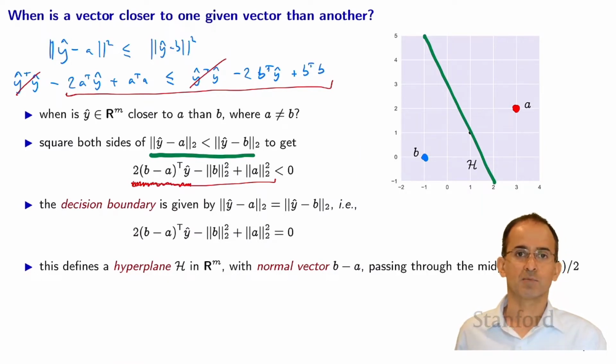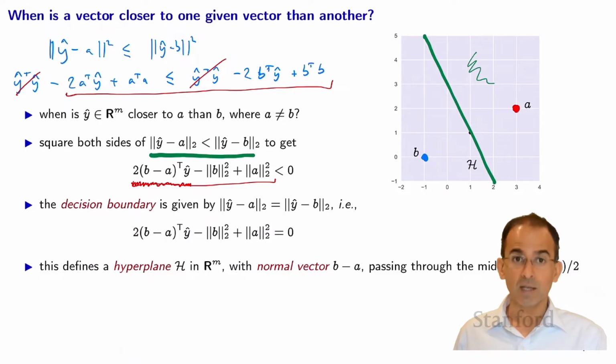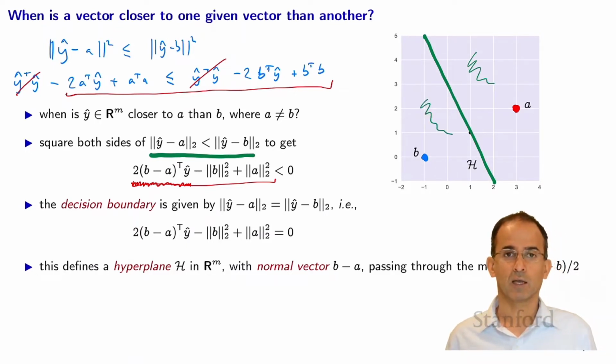It's a vector transpose times y hat. And so this is equal to 0 along this green line. It's less than 0 when y hat is on the a side, and it's greater than 0 when y hat's on the b side of the green line.